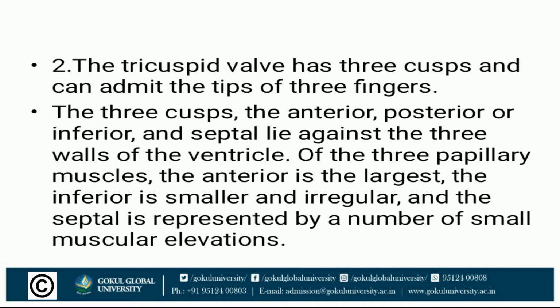The tricuspid valve has 3 cusps, that we have seen. Its name suggests tricuspid, as opposed to bicuspid with 2, and it can admit the tips of 3 fingers. The 3 cusps, the anterior, posterior or inferior, and septal, lie against the 3 walls of the ventricle and the 3 papillary muscles. The anterior is again the largest, the inferior is smaller and irregular, and the septal is represented by a number of small muscular elevations.